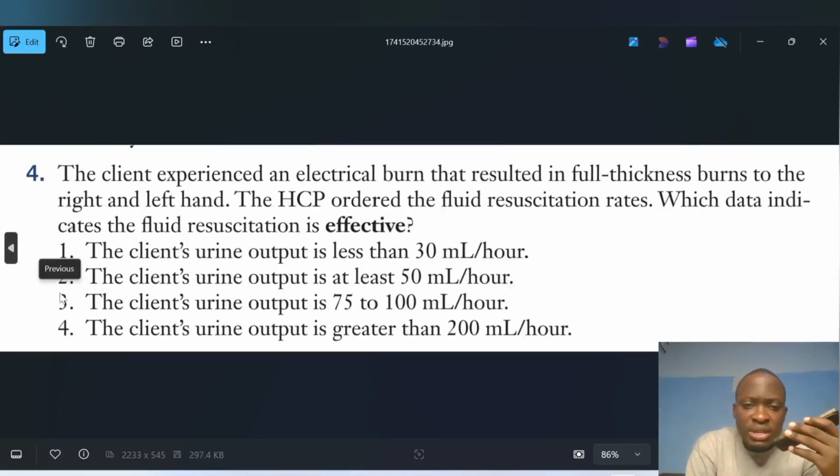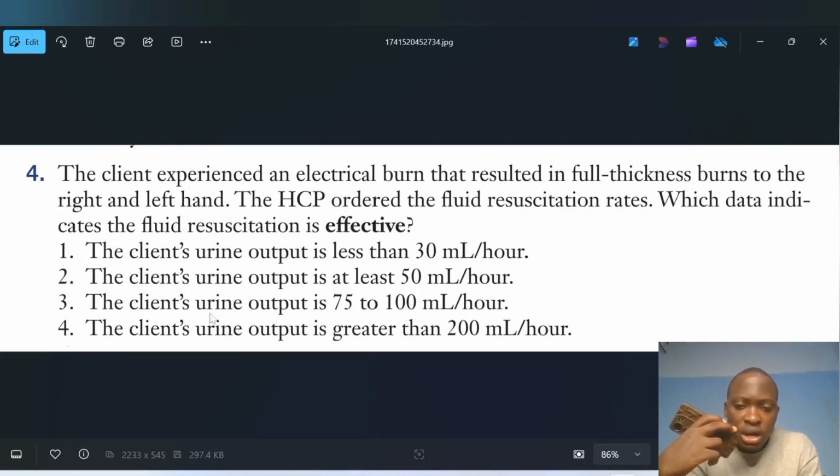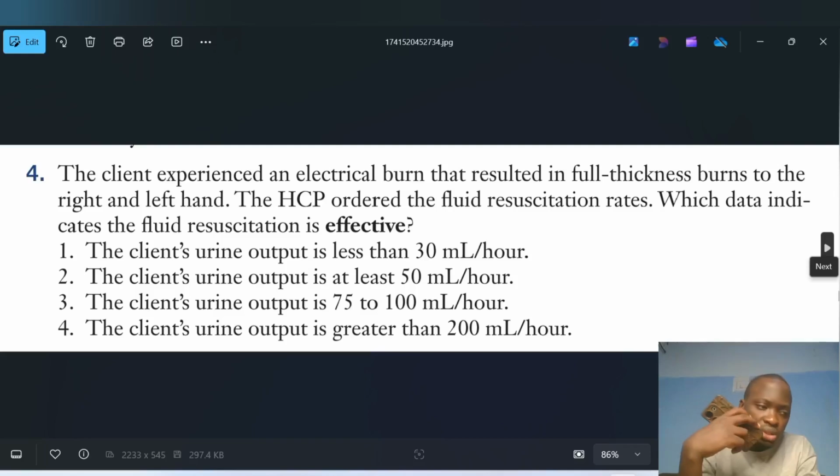Number 4, the client experienced an electrical burn that resulted in full thickness burns to the right and left hand. The HCP ordered fluid resuscitation rates. Which data indicates the fluid resuscitation is effective? Number 1, the client's urine output is less than 30 ml per hour. Number 2, the client's urine output is at least 50 ml per hour. Number 3, the client's urine output is 75 to 100 ml per hour. Number 4, the client's urine output is greater than 200 ml per hour. What do you guys think is the answer?